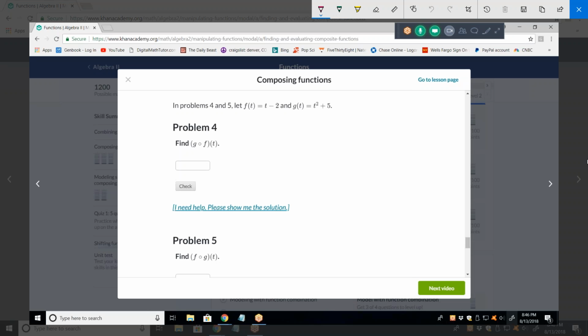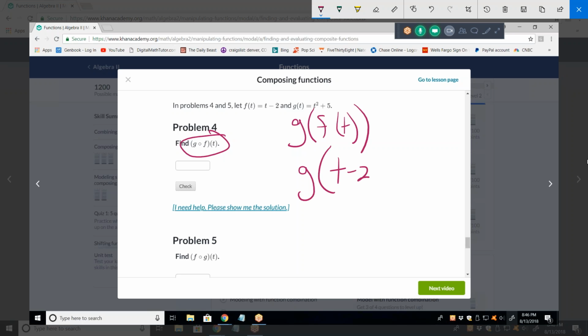Okay. So the first thing to write is g of what? What are they asking for? What does g of f of t mean? G of t minus 2. What does that mean? Do it in one step. Okay, don't do it all at once. Very important. Never do it all at once. It's too hard.